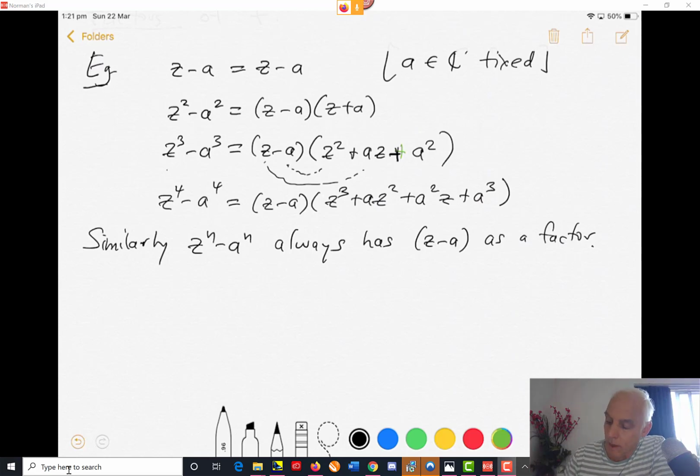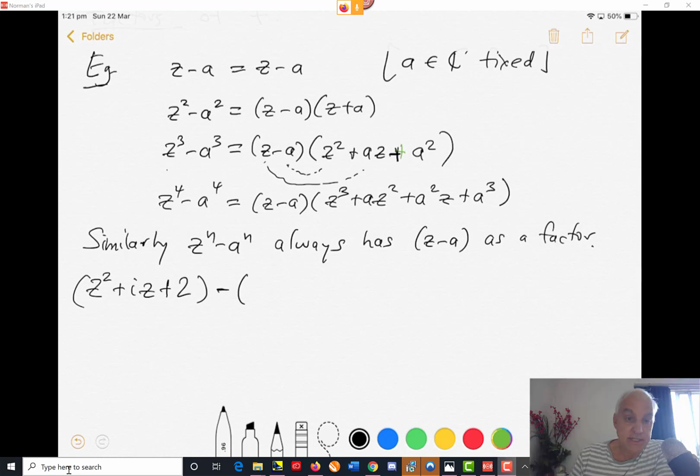So suppose that we're interested in, say, for example, z squared plus iz, I'll make it a complex thing, plus 2. Okay, so suppose I take this polynomial and I subtract a corresponding number, which is this thing evaluated at a. So replace the z's with a. Say a squared plus ia plus 2. I'm going to want to look at this combination because it's quite interesting.